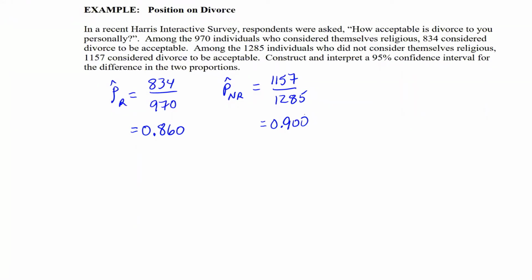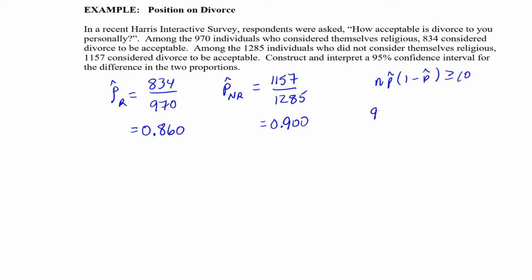So we go through the three model requirements. Thing one, is the data obtained independently? Yes, the religious folks were obtained independent of the non-religious folks. The response variable is qualitative with two outcomes. Either you have the characteristic that you consider divorce to be acceptable or you don't. And then the second model requirement is that n times p hat times 1 minus p hat has to be at least 10 for each of the two samples.